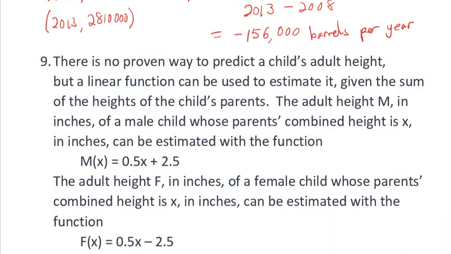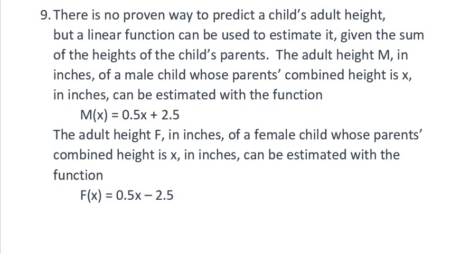All right, our last example is pretty long but interesting. There's no proven way to predict a child's adult height, but a linear function can be used to estimate it. And so if you take the sum of the child's parents, given that sum, the adult height m of a male child whose parents' combined height is x can be estimated by this function. So this is saying if you have a boy and you add the mother and father's heights together, that's your x. So if you put their height in, you can predict the boy's height.